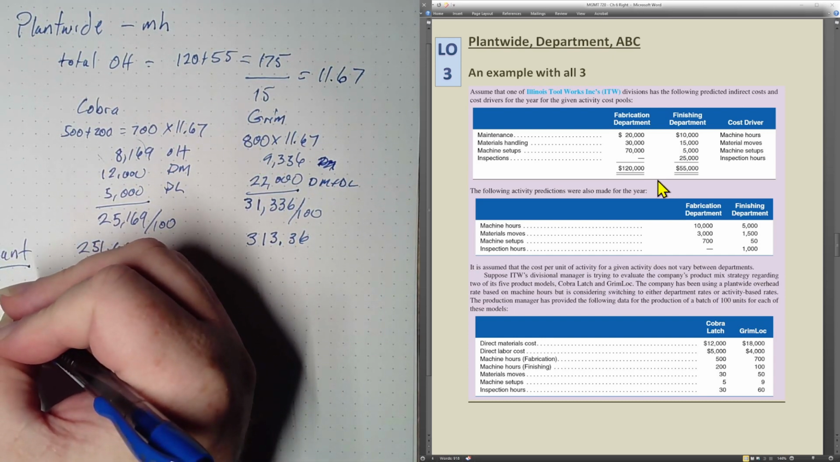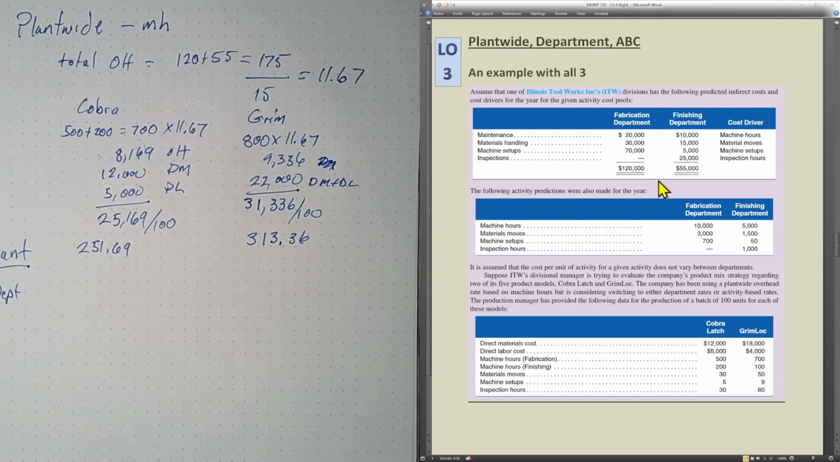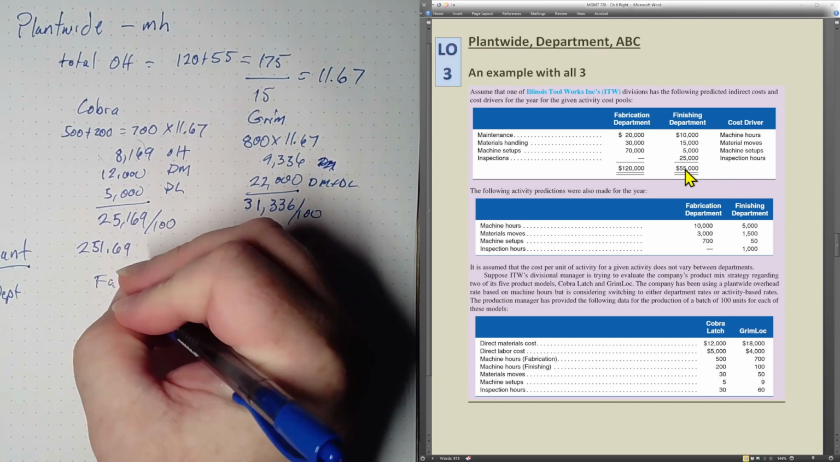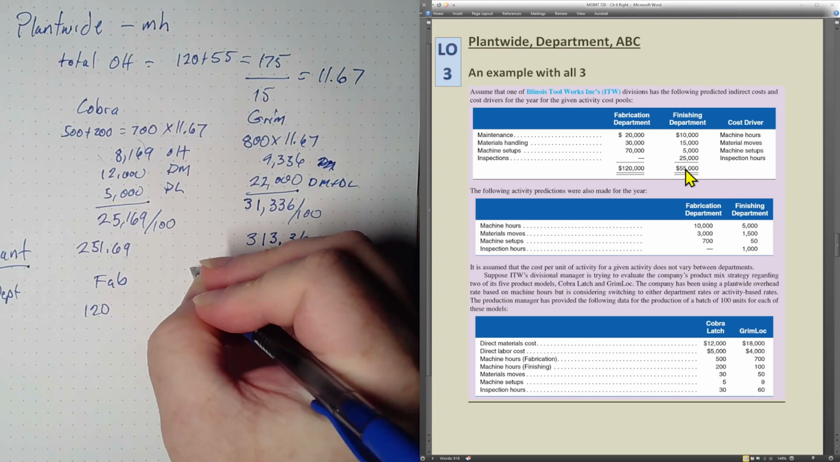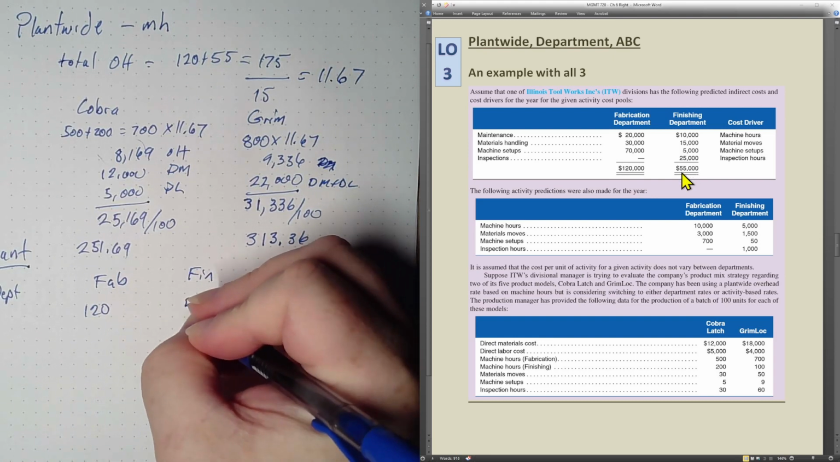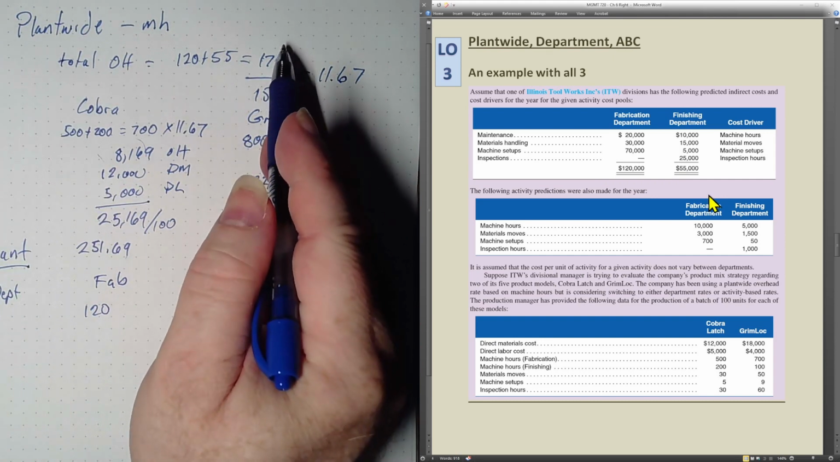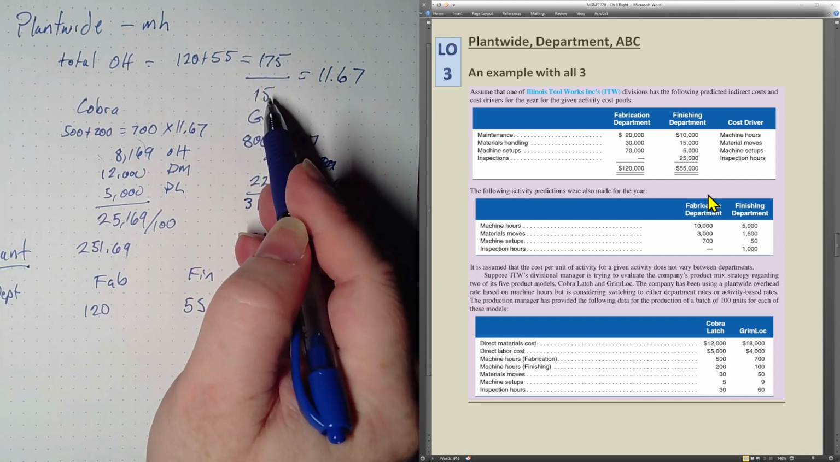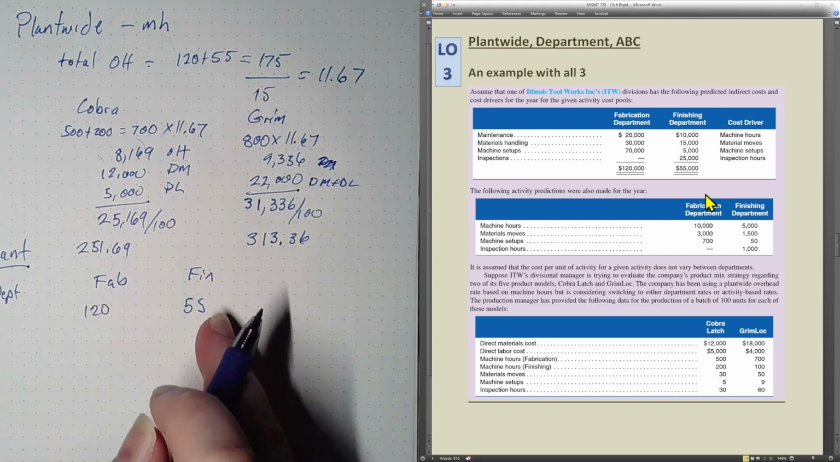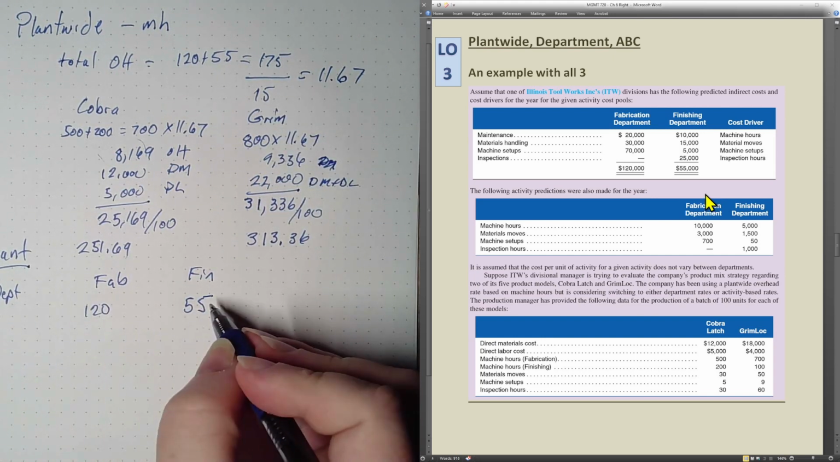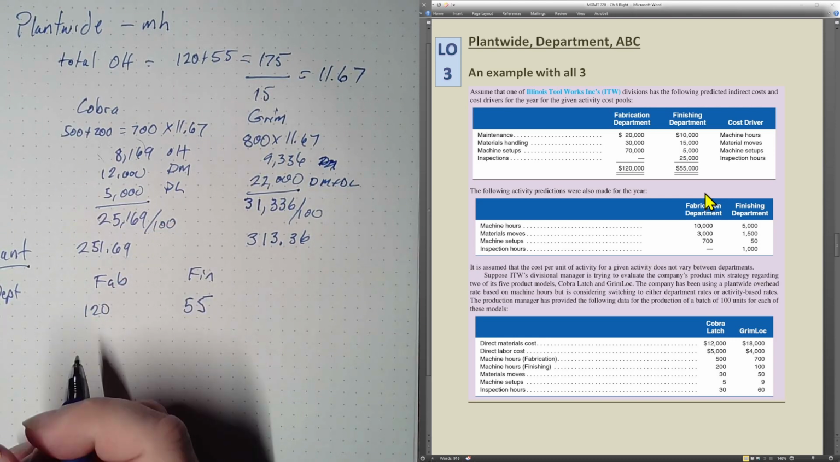So now this is going to be the department. So we have two departments, and we have the fabrication department. What is the total amount of money in the fabrication department? It's 120K. In the finishing department, it's going to be a total of 55,000. Again, all we've done is, up here we said all of the overhead divided by machine hours. Here we're saying, okay, we've got two different departments, so we're dividing up that 175 between the two departments.